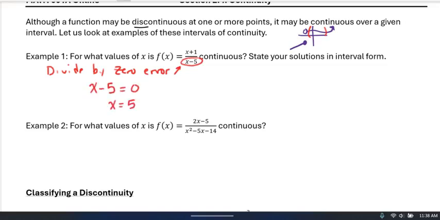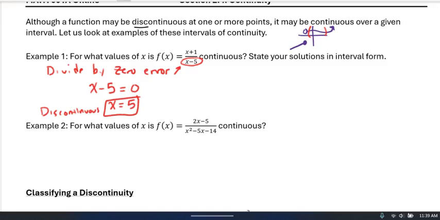Well, that's when x is 5. So that means that this graph has a point of discontinuity. I'm just going to write that in. It's discontinuous at this value, and that's because it's just not defined. But before 5 or after 5, we have no problem.